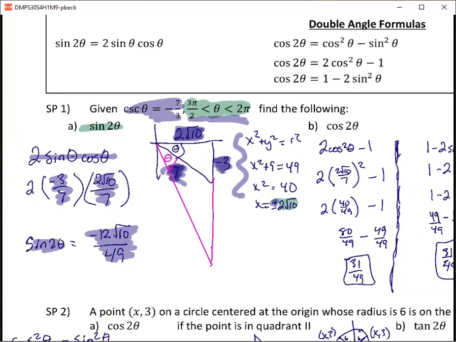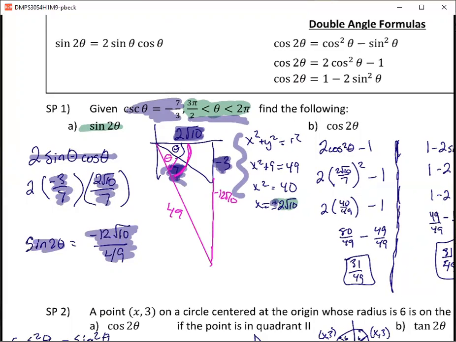Well, what I just found was the sine ratio of this new big angle. Sine ratio is going to be the y value. So this is negative 12 square root of 10, and then this is 49. So what happens if I want to extend that angle? There are a lot of engineering applications to this kind of problem. If I extend the angle or double the angle, how does that affect all the other ratios we see?